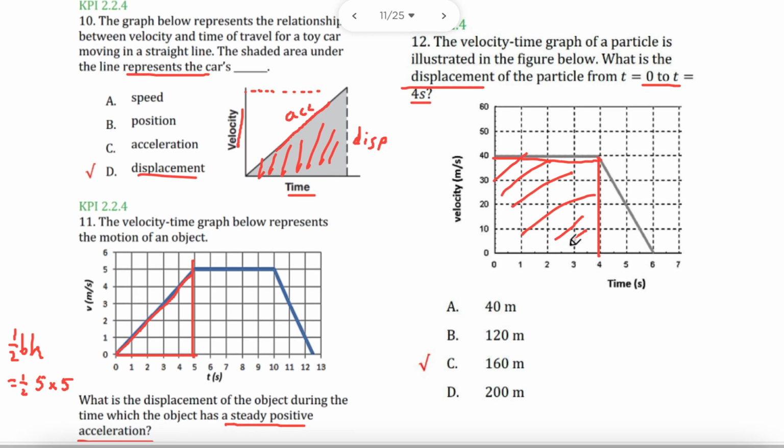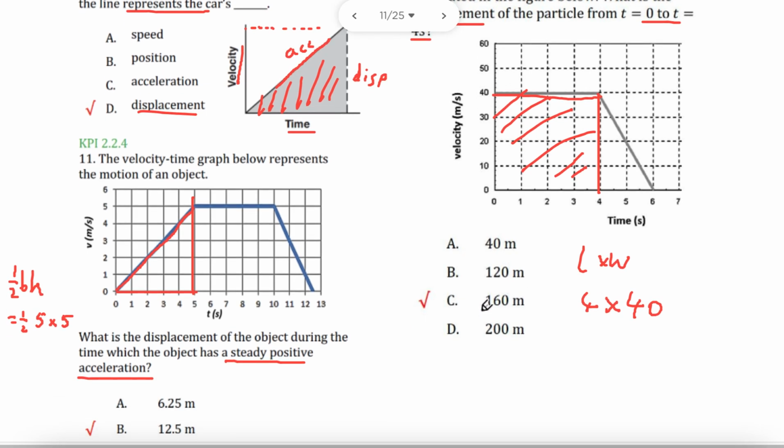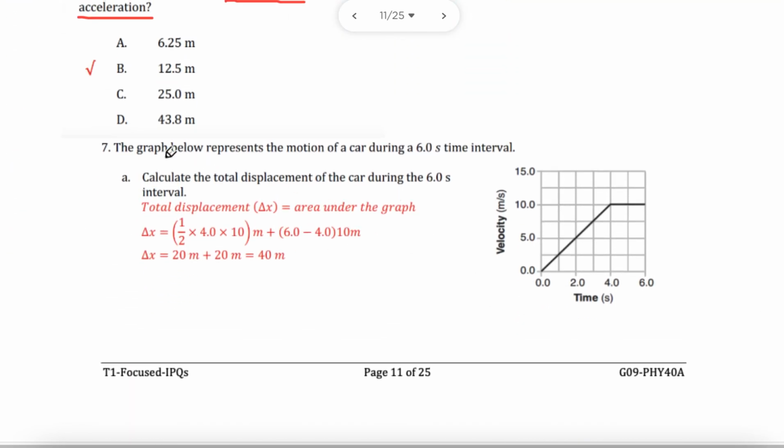It is not a triangle anymore, so we will not need to do half anymore. So I'll just do length multiplied by width. I have my length, which is 4, and I have my width, which is 40. There you go, 4 times 40, so 4 times 4 is 16, add a 0, 160. There we go. And I'll do this one last before I move on.